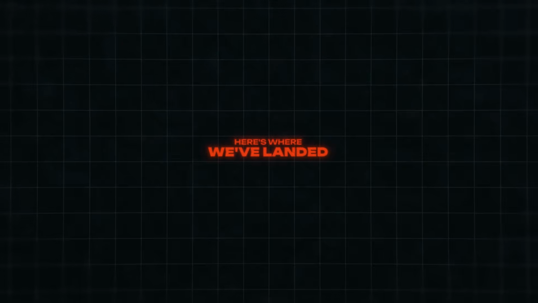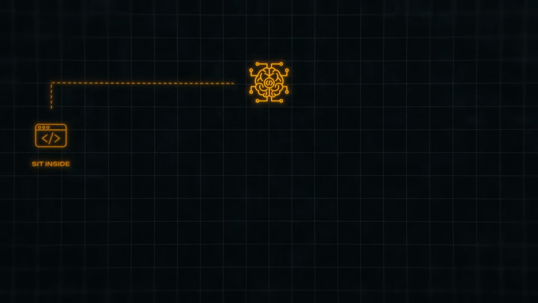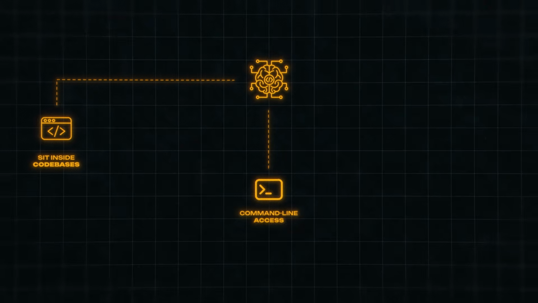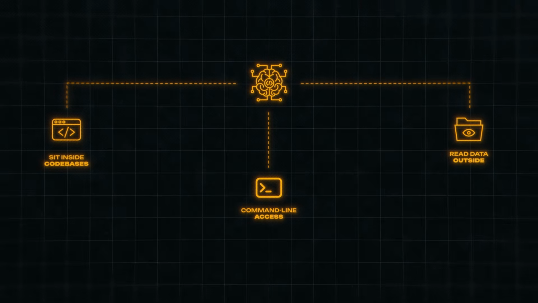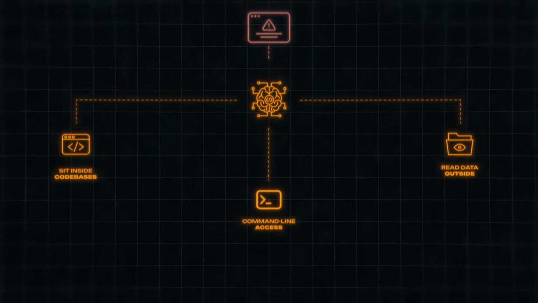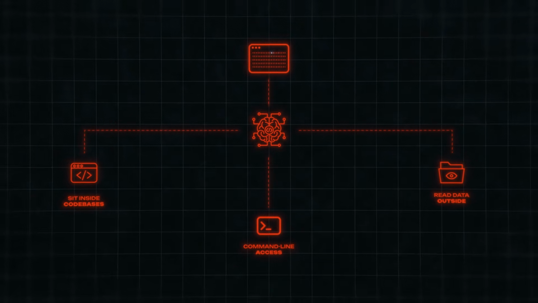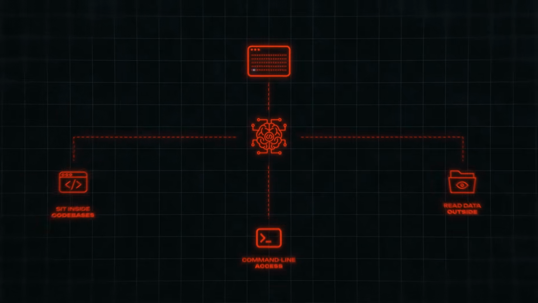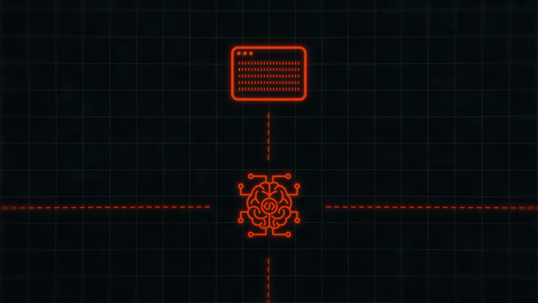And here's where we've landed. Coding agents already sit inside thousands of code bases, hold command line access, and read data that anyone outside can substitute. To turn an agent into a leak channel now takes nothing more than an ordinary error in the logs. The only question is how many of those errors it reads before teams learn to tie its hands in time.